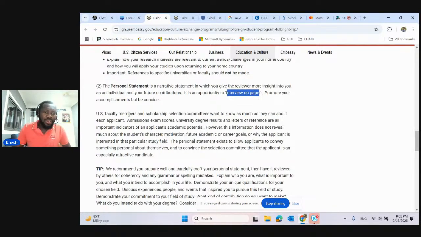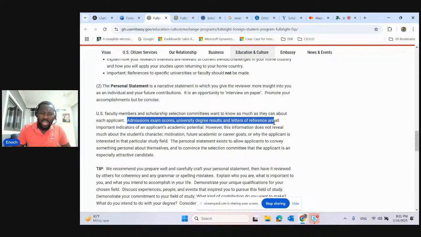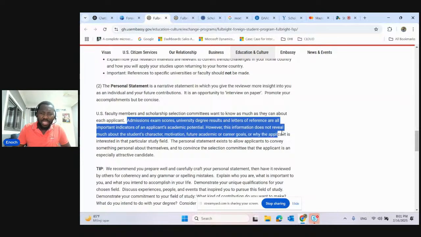US faculty members and scholarship selection committees want to know as much as they can about each applicant. Admission exam scores, university degree results, and letters of reference are all important indicators of an applicant's academic potential. However, this information does not reveal much about the student's character, motivation, future academic or career goals, or why the applicant is interested in this particular field of study.